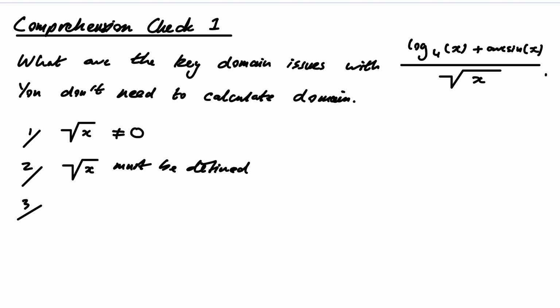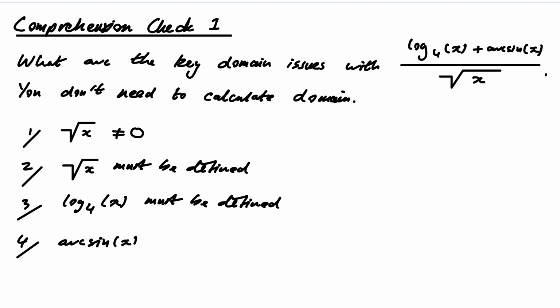3, well, logarithm's the same. Log to the base 4x. It's not a free-for-all. It's got to be defined too. And finally, 4, arcsine is exactly the same. You can't just feed anything into it. It's got a pretty restricted domain. You need these 4 things to happen. So these are the 4 key issues in this problem.